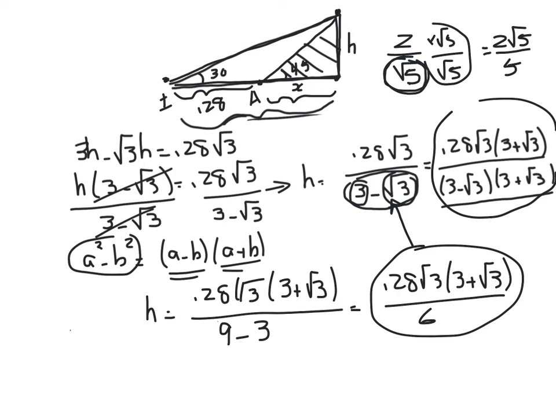If you have a square root like this one, which you are subtracting square root of 3 from 3, you just multiply it by the conjugate. The conjugate of 3 minus square root of 3 is 3 plus square root of 3. So you multiply numerator and denominator by the same factor.